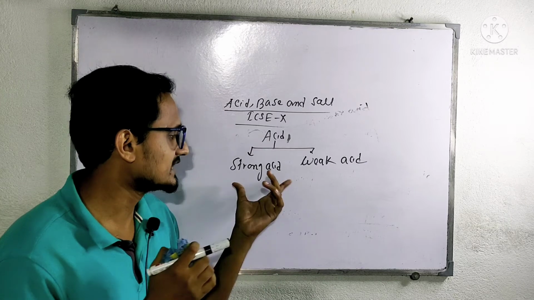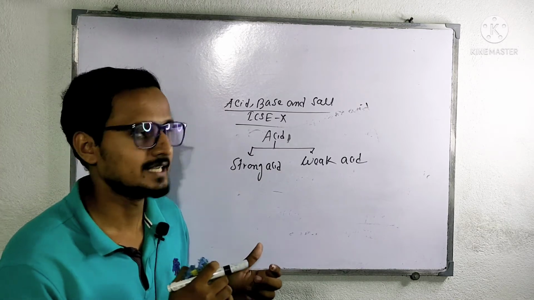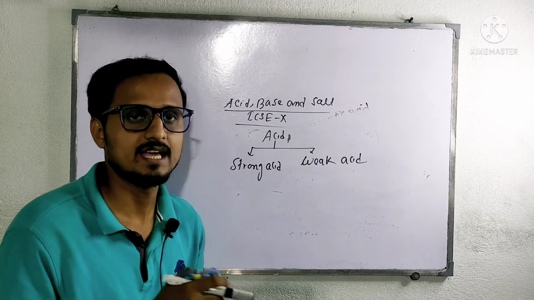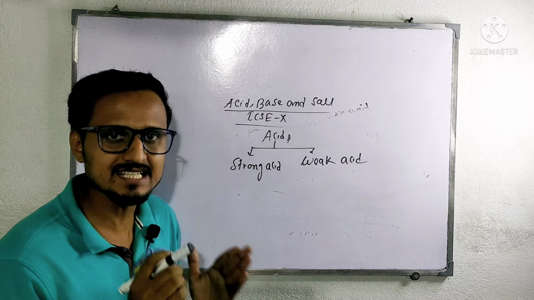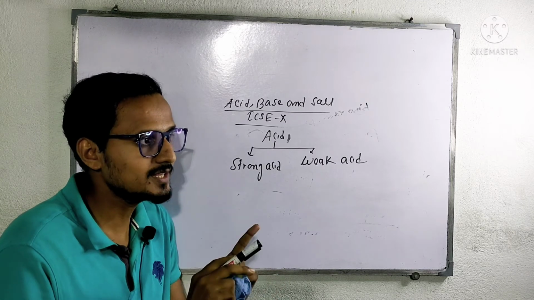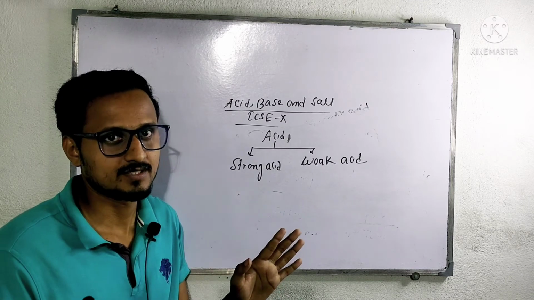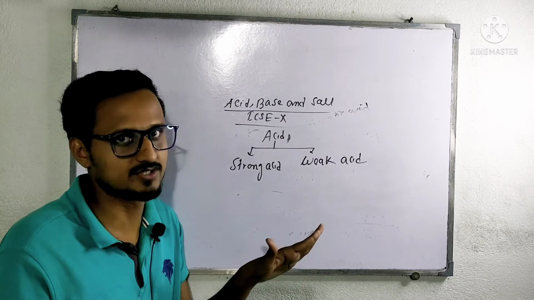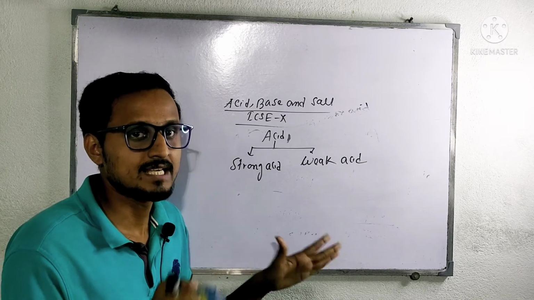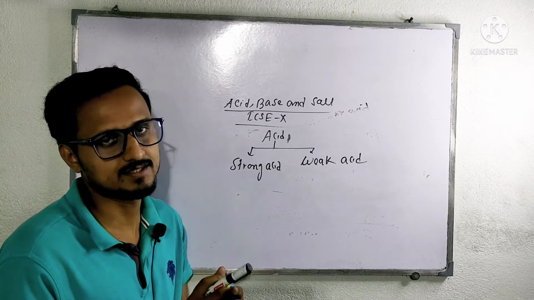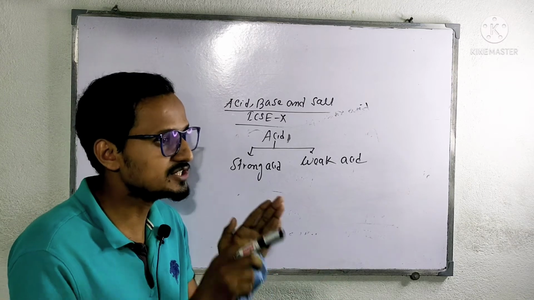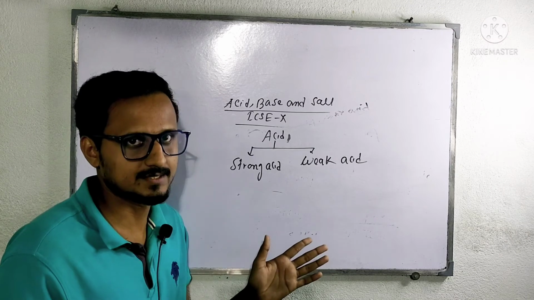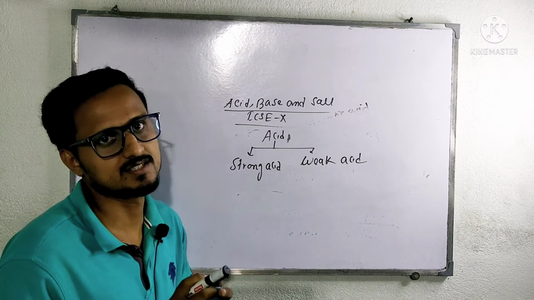We can see the definition of strong acid: acids which dissociate completely in aqueous solution, that means it is forming complete ions. Molecules will not be there. Completely dissociate into ions. Complete separation will be there. That is called strong acid. So acids which dissociate completely in aqueous solution to form complete ions are called strong acids.